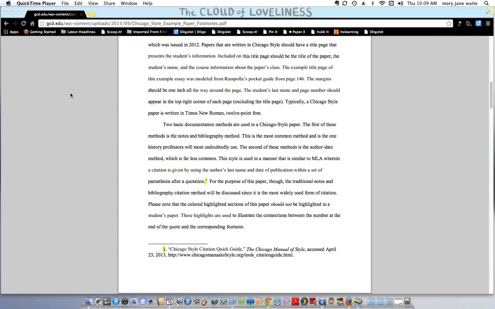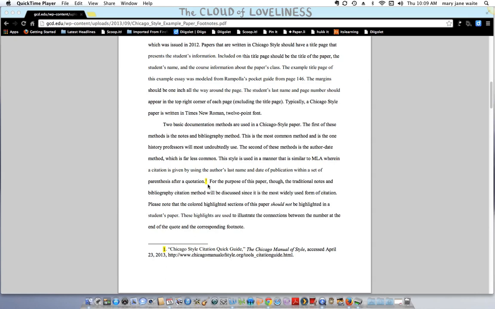This is a short tutorial on how to use footnotes and create a bibliography using the Chicago Manual of Style. All right, the first thing we need to understand is, let's look at this document. This is an example of someone who has used the Chicago Manual of Style. In the course of their writing, you see this number 1 highlighted in yellow. That is the first footnote.